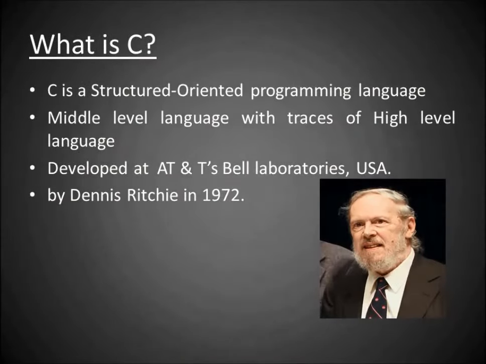So here is the question, what is C? C is a structure oriented programming language and it is a middle level programming language with traces of high level language. I will tell you later what structure oriented and high level or middle level programming are, in the same video at last. Please don't go anywhere. C was developed at AT&T Bell Laboratories in USA by Dennis Ritchie in 1972.